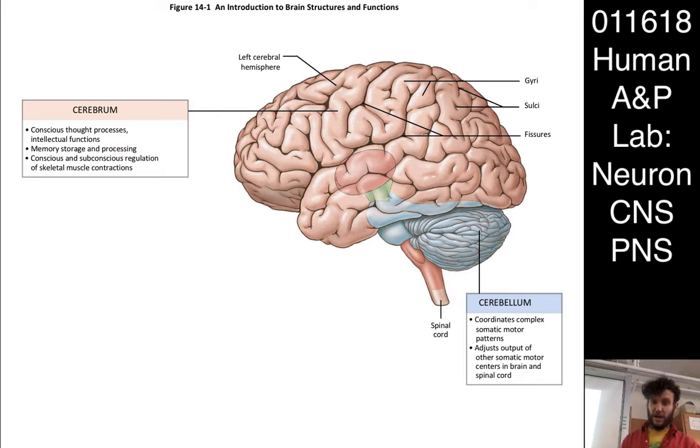Any kind of conscious or subconscious regulation of skeletal muscle control happens in the cerebrum. The cerebellum is back here, and it often gets short shrift, but it's an extremely complicated organ that is going to coordinate complex motor functions. So when you're learning to ride a bicycle, you're doing it with your cerebrum. Once you have learned to ride a bicycle, it is the cerebellum that is doing that for you.